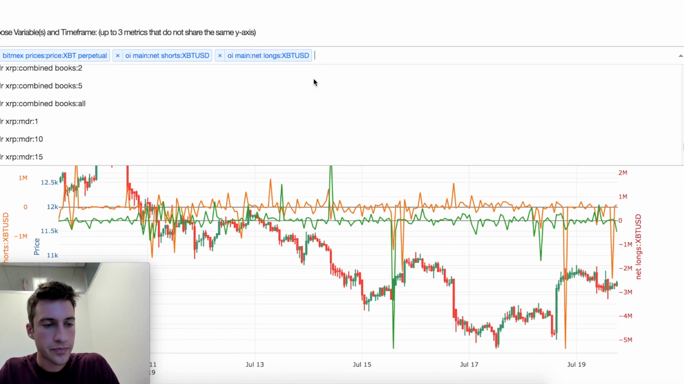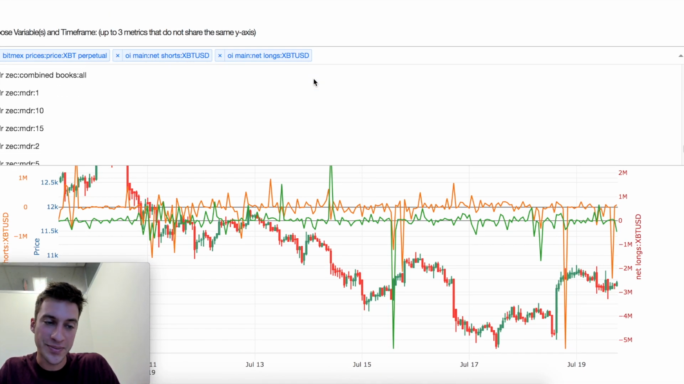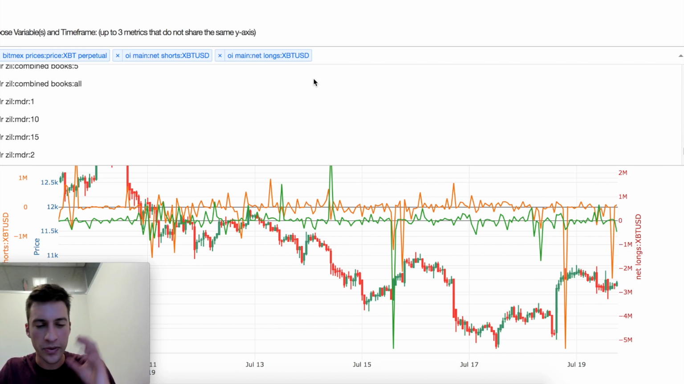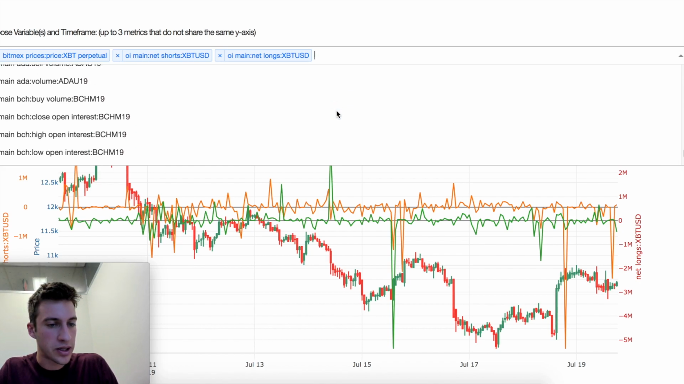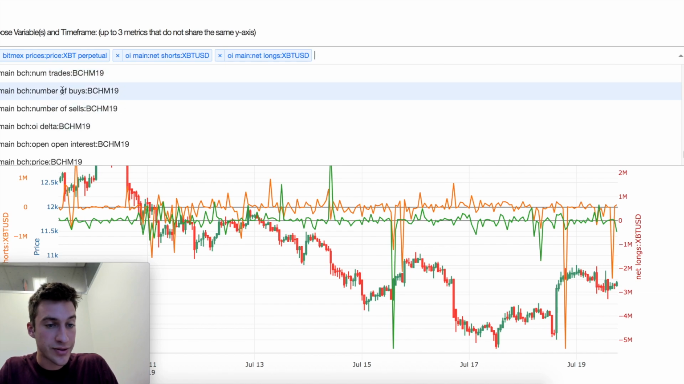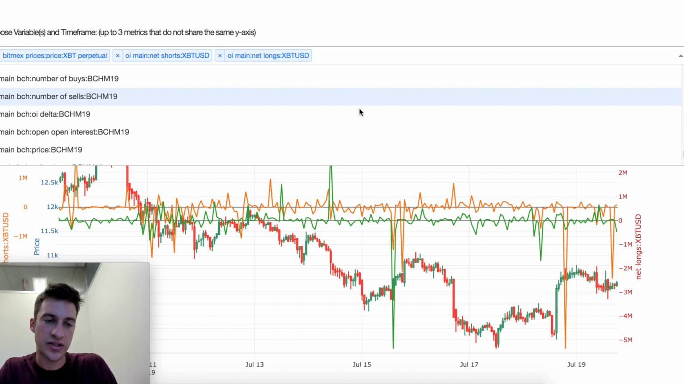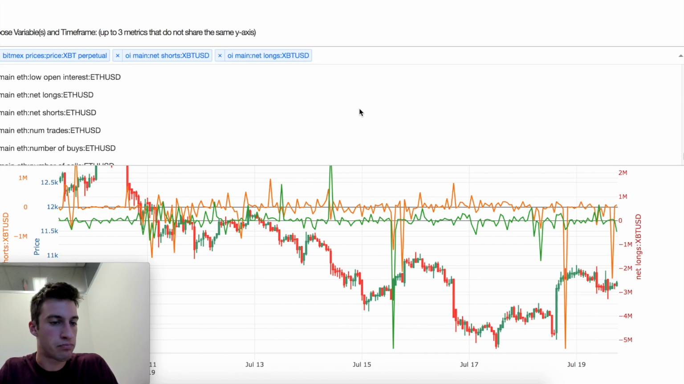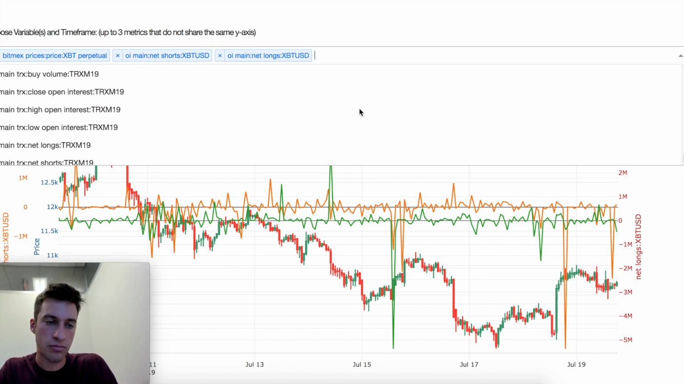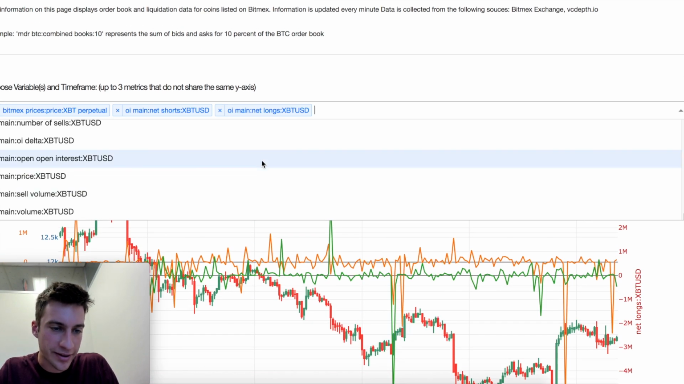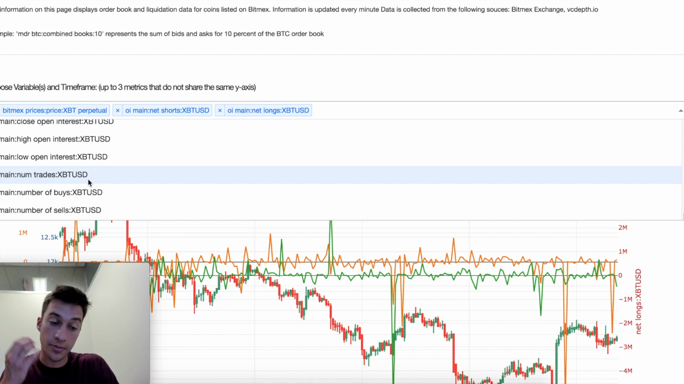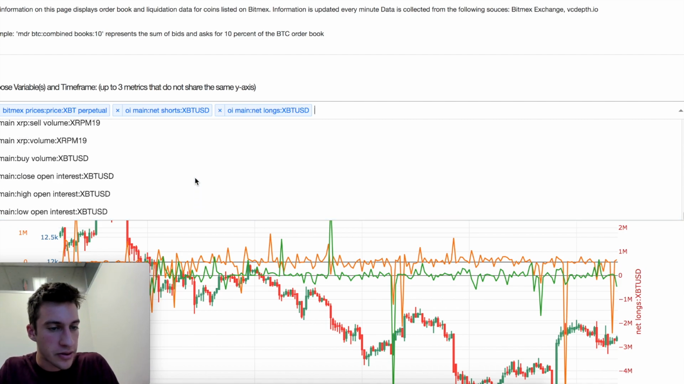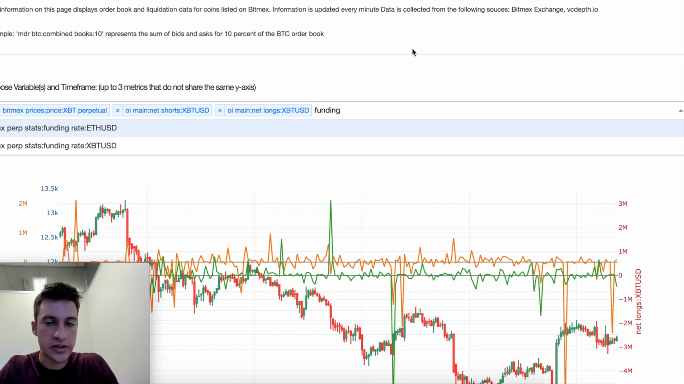Oops, XRP MDR. I don't know why I'm scrolling through all these, but just to show you guys, if anyone's interested in finding what exactly is on the site, I'm answering that question. Open interest delta, number of buys, number of sells. That's actually interesting. That's how many buys and sells are actually happening, not just market buy volume and market sell volume, but the amount of sells and the amount of market buys. Am I getting to the bottom soon? There we go, finally. So then you have things like the number of sells on Bitcoin, number of buys on Bitcoin, number of trades, which is another way of looking at volume, the funding rate. If I just type in funding, you can see that here, and so on.